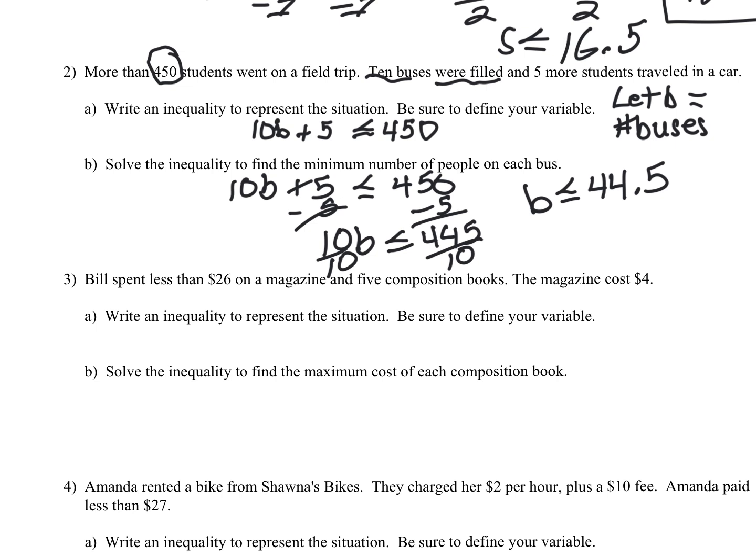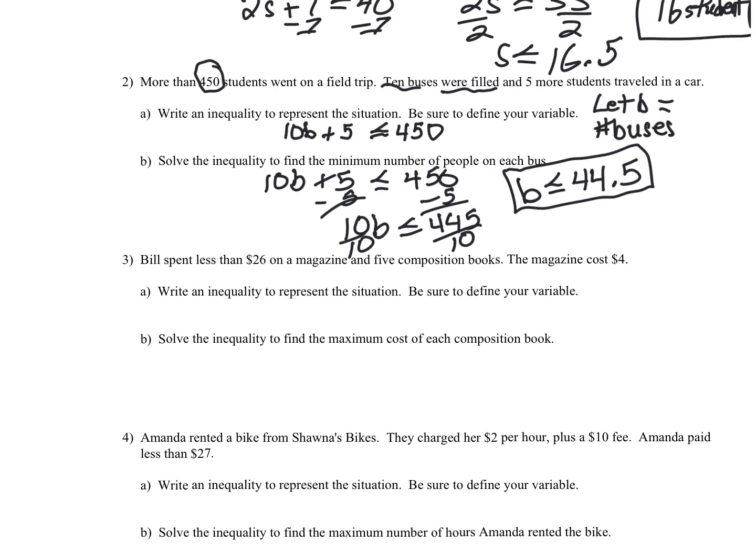Now, we're not splitting people in half, okay? So when we look at a problem like this, we can accept this as an answer, but it's pretty obvious that we're not splitting a person in half. That simply means that one bus has 44 students and the other one has 45. That's how you end up splitting that, okay? But our answer is B is less than or equal to 44.5. Now you'll notice there's not space for, and I'm not asking you to write or to draw a number line to show that solution, okay? So that's how that's set up.